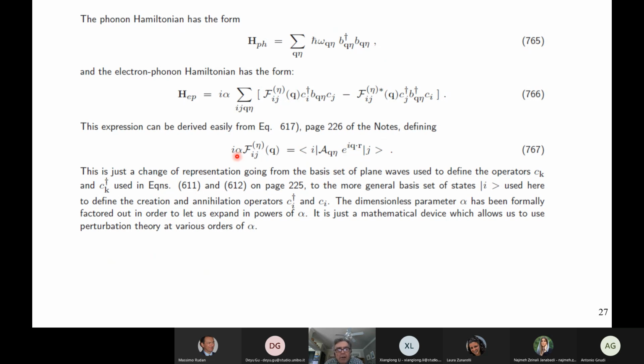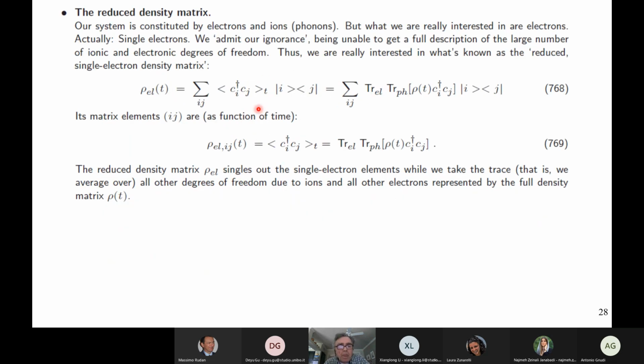Okay, and I suppose that in front of this electron phonon Hamiltonian, there is a dimensionless coupling constant alpha that I will use to expand in power series, so to use perturbation theory. Okay, this, if you want, is the first approximation that we will have to use.